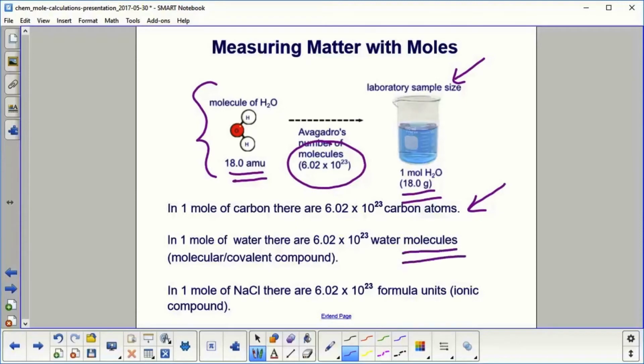And we're going to call that molecules, and that works for any molecular or covalent compound. In 1 mole of salt, sodium chloride, there are 6.02 times 10 to the 23rd formula units. We use that for ionic compounds.